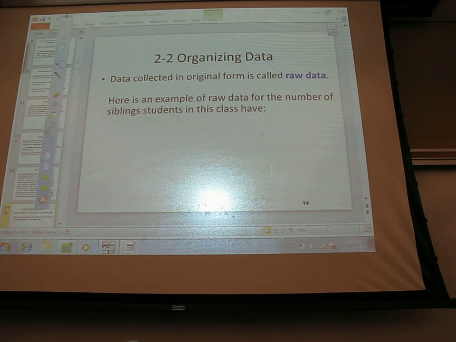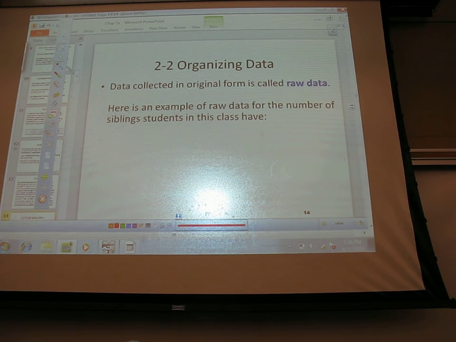All right, so now on to chapter 2. So put away your quiz, bust out your chapter 2 notes. I'm going to go ahead and stop this and restart it.